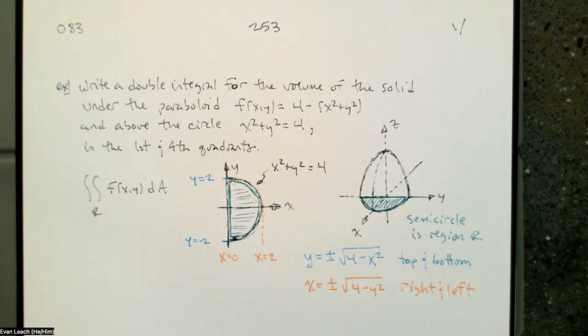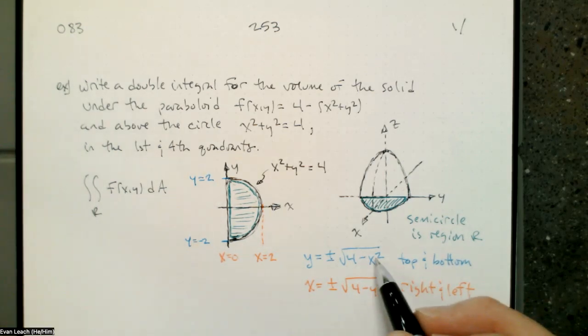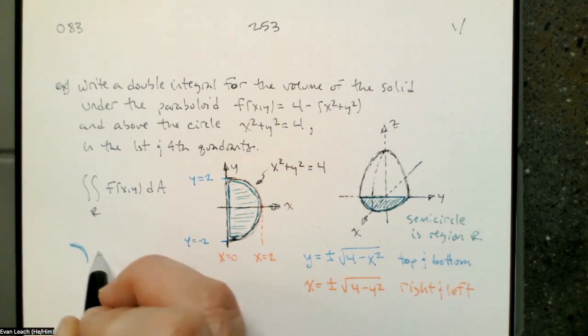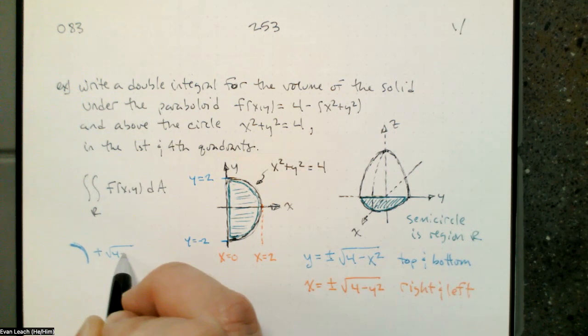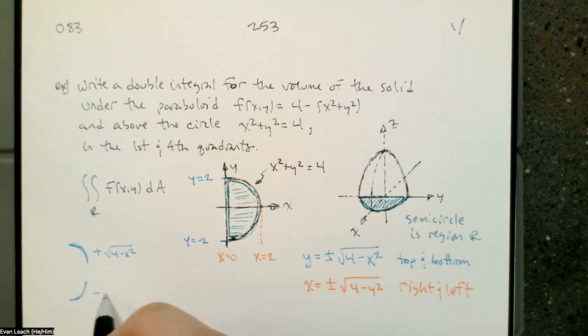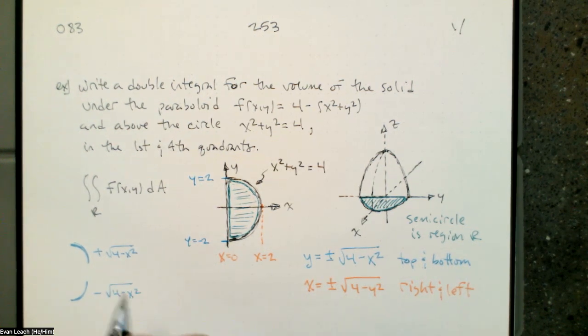In our illustration, we can see that I need the top and bottom. So if I start making y variable, I'm going to need the top semicircle and the bottom semicircle. But in terms of x, if we're going from side to side, I only need plus the square root of 4 minus y squared. So up here, the top and bottom, there's plus square root of 4 minus x squared. And then the bottom semicircle is minus the square root of 4 minus x squared.